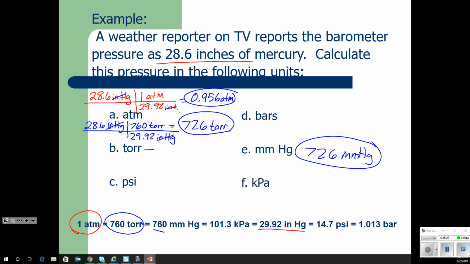I'm sort of doing them up a little bit because I know the back row has a hard time seeing. So when we do PSI, we would divide by the 29.92 and we would times by 14.7. Good. When we do bars, we would divide by 29.92 and we would times by, what's bar? 1.013. To get kPa, I would divide by 29.92 and I would times by 101.3. Okay, so I want you to finish that. We're going to start here next time, actually on the next slide.